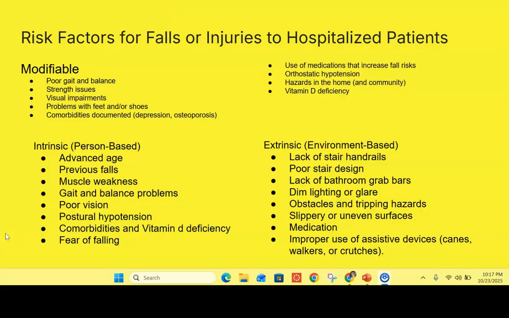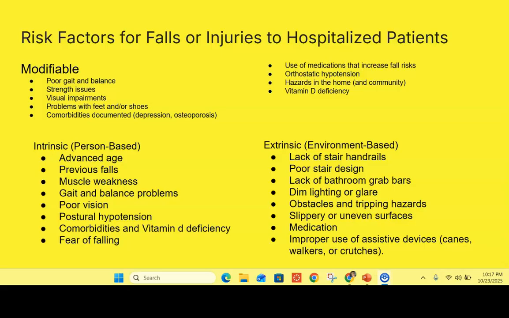Visual impairments. While there are conditions that are not modifiable, there are some that can be modified. Problems with feet and/or shoes, so finding properly fitting shoes. If a patient has diabetic neuropathy, ensuring that their sugar is controlled so that they don't have these issues, with comorbidities such as depression and osteoporosis.